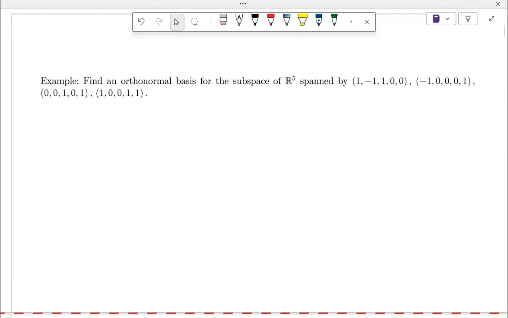All right, so what's your first vector going to be? 1, negative 1, 1, 0, 0. Pardon me. Then your W2. Oops, let's not do your W2. We need to do your projection first, right? Your projection of your second vector onto the first vector.